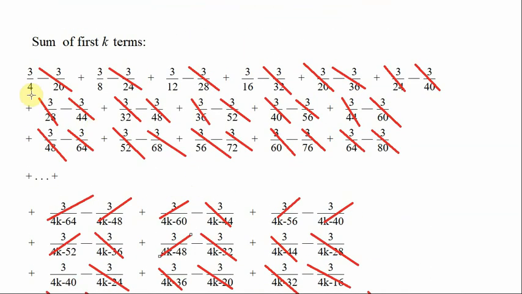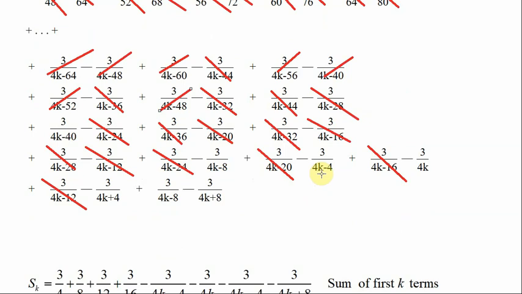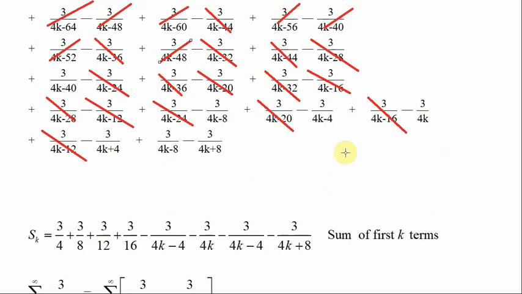And so what's left will be the 3/4, 3/8, 3/12, 3/16. And then down here, it'd be the minus 3 over k minus 4, minus 3 over k, minus 3 over k plus 4. And what's left down here, these two will also drop out. So what's left is going to be the minus 3 over 4k minus 4, minus 3 over 4k, minus 3 over 4k plus 4, and minus 3 over 4k plus 8. So this will be the sum of the first k terms.